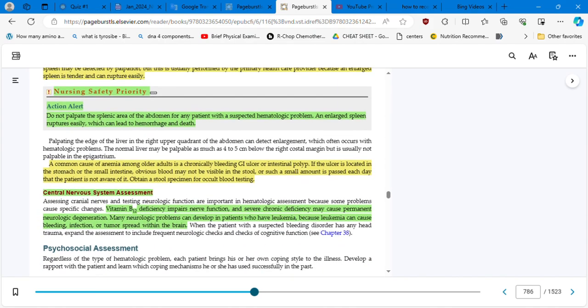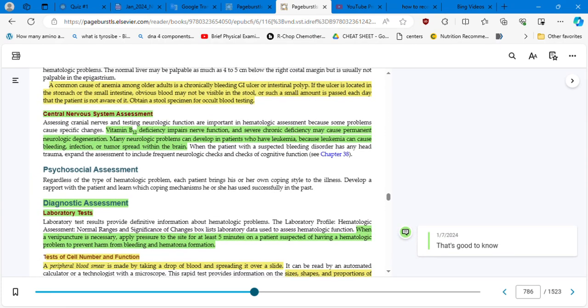Nursing safety: do not palpate the spleen, we know that. A common cause of anemia among older adults is a chronically bleeding GI ulcer or intestinal polyp. That's why it's so important to periodically, as the gastroenterologist suggests, do your endoscopy and your colonoscopy. If the ulcer is located in the stomach or the small intestine, obvious blood may not be visible in the stool, okay? Or such a small amount is passed each day by the patient and the patient is not aware.